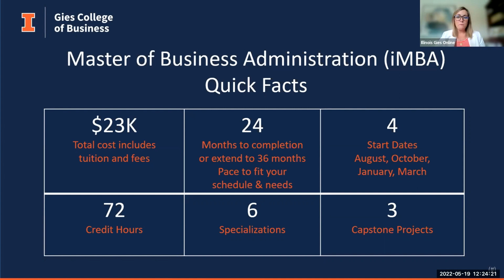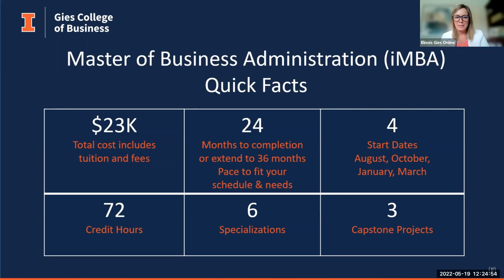We have currently 4 start dates for the IMBA program: August, October, January, and March. And to complete your MBA, you will complete 72 credit hours. This will include 6 specializations. And of these 6 specializations, 4 are going to be your core courses. And then 2 specializations will be on focus areas or your elective choices. Each of these specializations is made up of 3 courses.